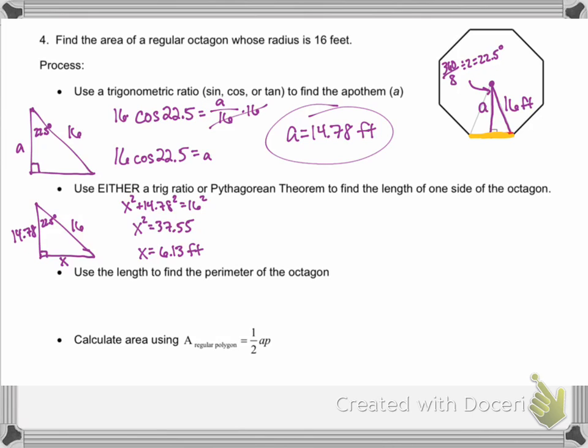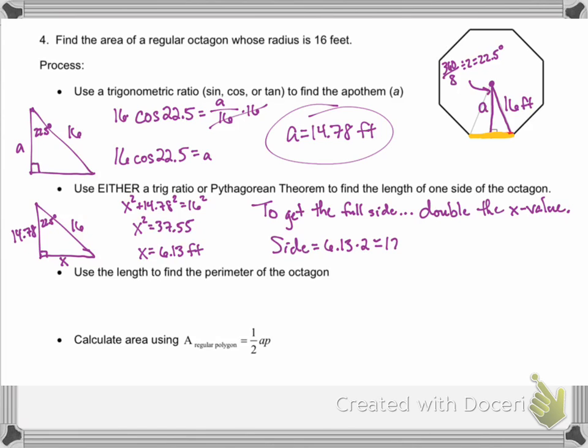So in order to get that full side, not complicated math, but you have to remember to do this, okay? To get the full side, we're going to take whatever you get for x, and we're going to double it. So to get the full side, we're going to double the x value in this case. Because what you were given, this x value, is only half the side of the polygon. We need the full side. So all I'm going to do to get the side is take that 6.13 times 2. So really, one side is 12.26 feet.